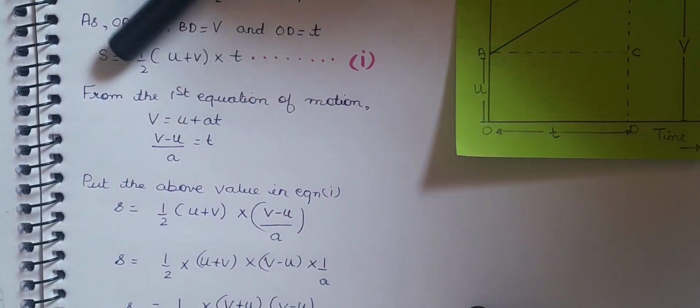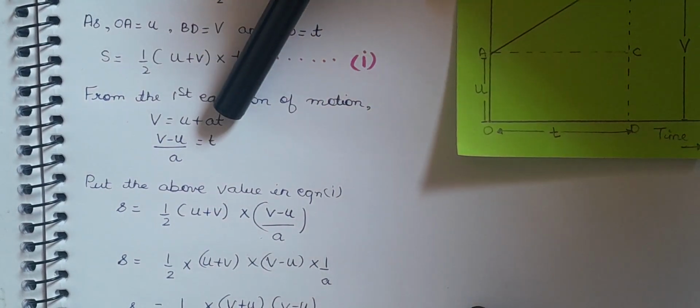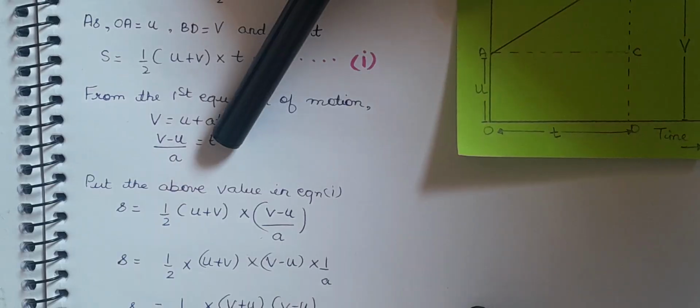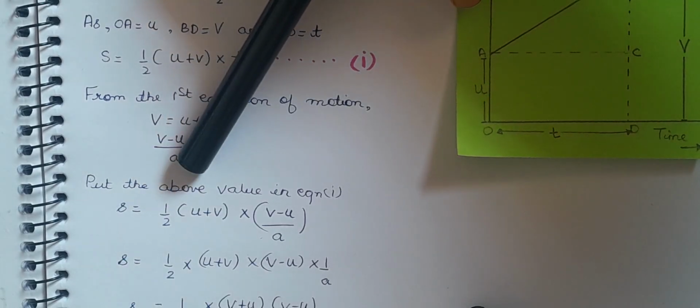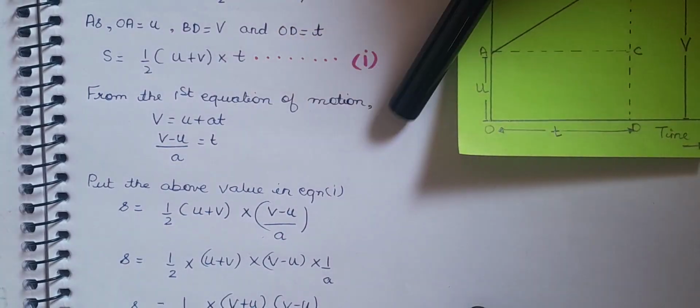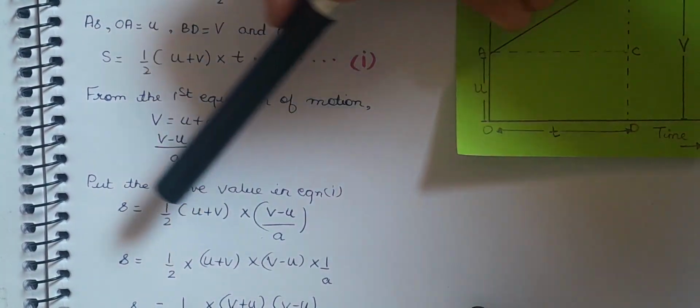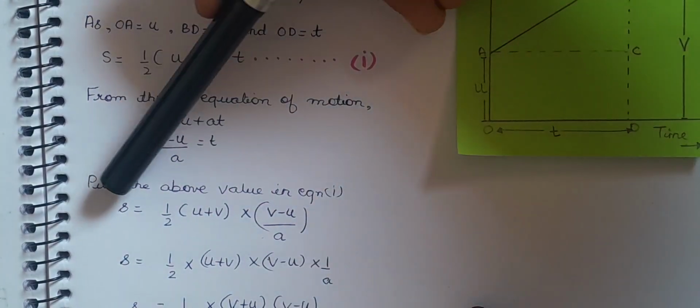Now, what do we already know from the first equation of motion? We know that V is equal to U plus AT. So अगर आप इसको rearrange करते हो तो T is equal to V minus U upon A आ जाएगा. अब इस T के वैल्यू को हम लोग इस इक्वेशन में पुट करेंगे, इक्वेशन नंबर 1 में. यहाँ पे T की वैल्यू की जगह ये वाली वैल्यू पुट करेंगे. So if we do the following rearrangements, we'll get it like this.